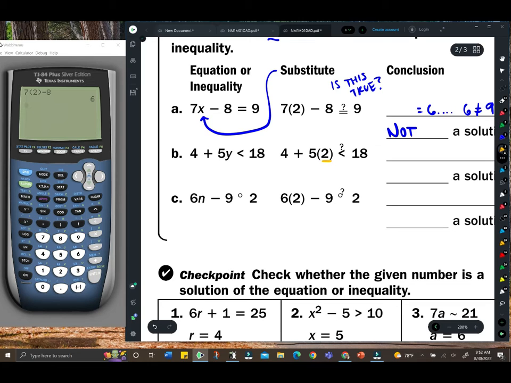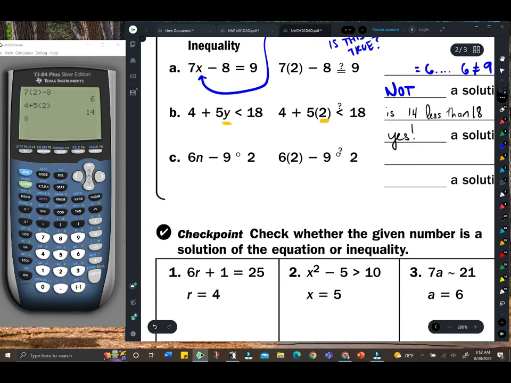Once again, we're checking to see if 2 is a solution for this expression. So 4 plus 5 times 2. Is that less than 18? So is 14 less than 18? And, well, certainly. So, yes, it is a solution.